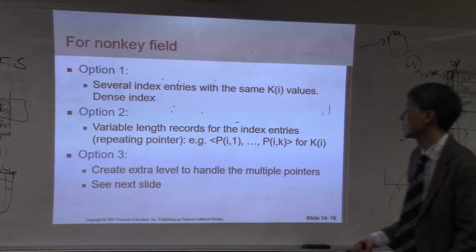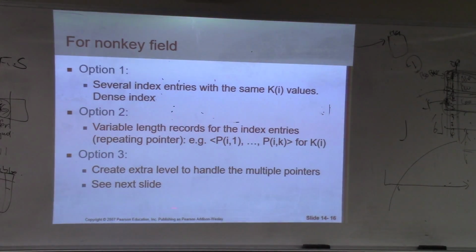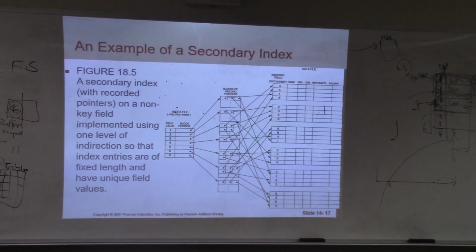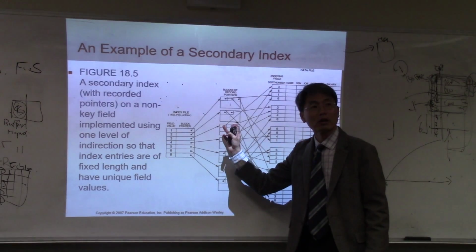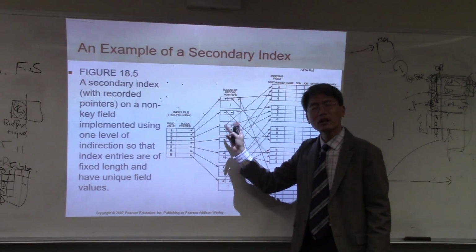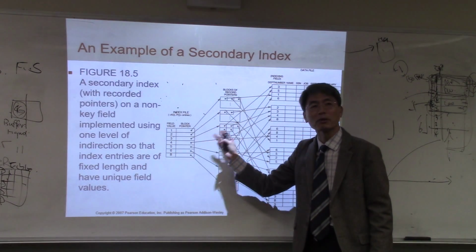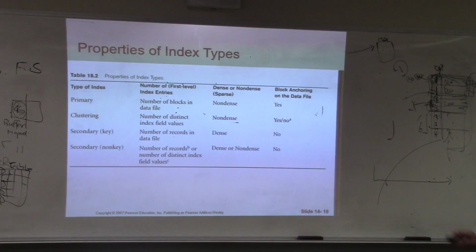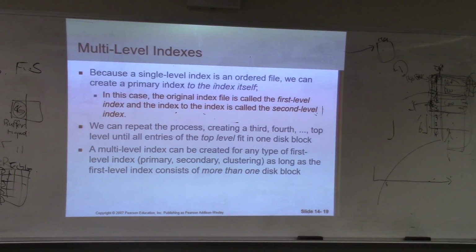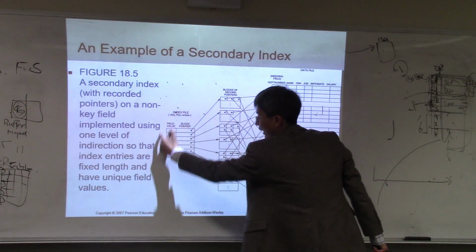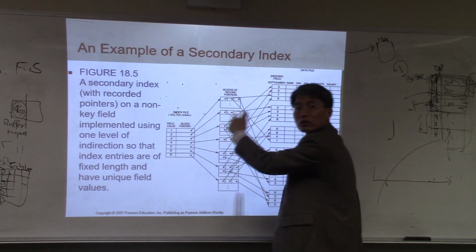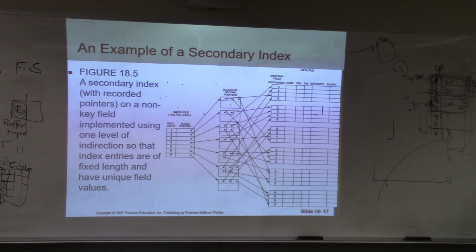Another way is you can make the extra level for the pointer like this one. So this is another level. It's not actually part of the index, but it can be considered. Even though we are using another level, the index itself is one level. So far we have talked about single level index.